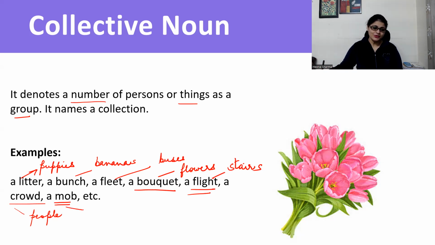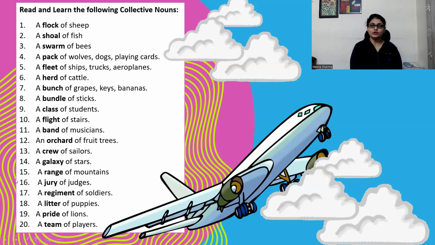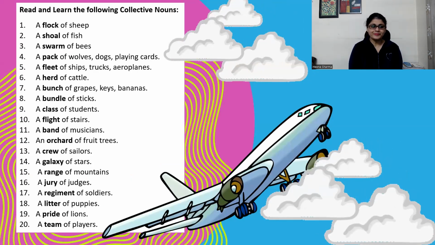So this is again for people, mob of people, but those people who are angry or maybe those who are protesting against something. So keep these in mind. These are just general examples of collective nouns. There are plenty others to learn and register in your minds. So let's see what all are they.